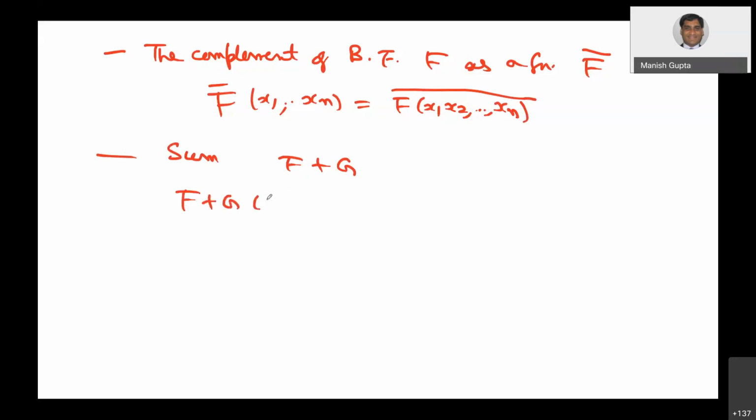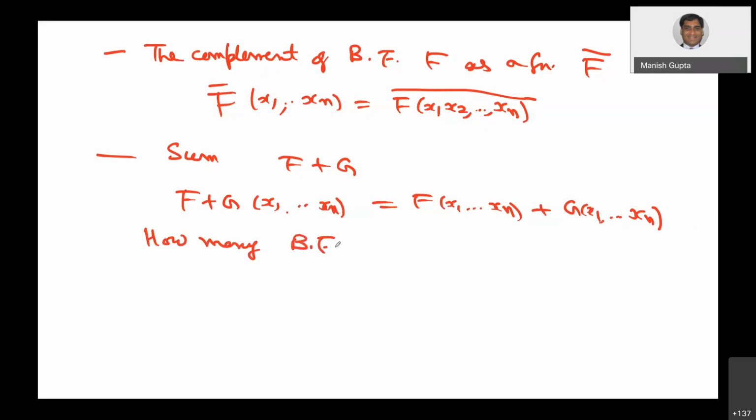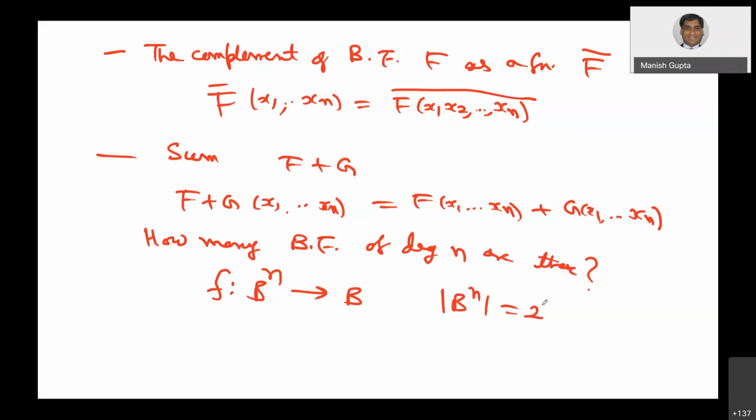Similarly, we can define a Boolean sum of expressions, f plus g. So (f plus g)(x1, ..., xn) is equal to f(x1, ..., xn) plus g(x1, ..., xn). One can ask a question: how many Boolean functions of degree n are there? Remember, functions are from B raised to power n to B. Since the cardinality of B raised to power n is 2 raised to power n, each of these n-tuples is assigned 0 or 1. That means there are 2 raised to power 2 raised to power n Boolean functions of degree n.